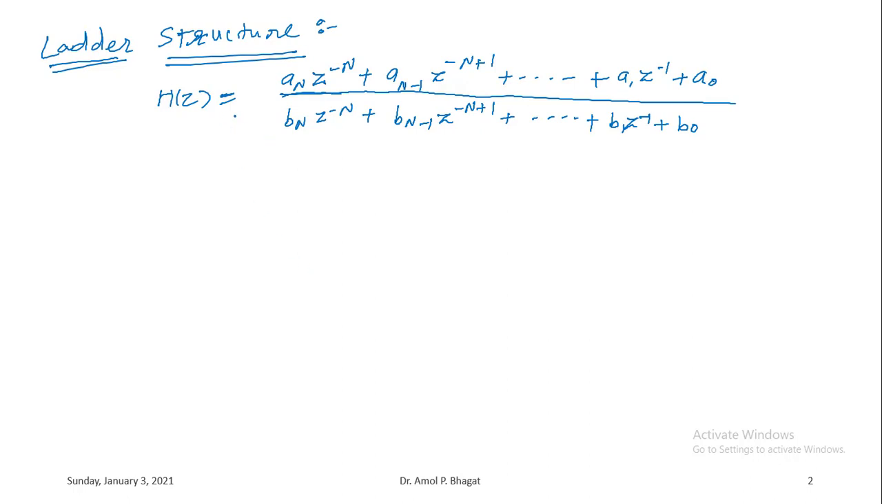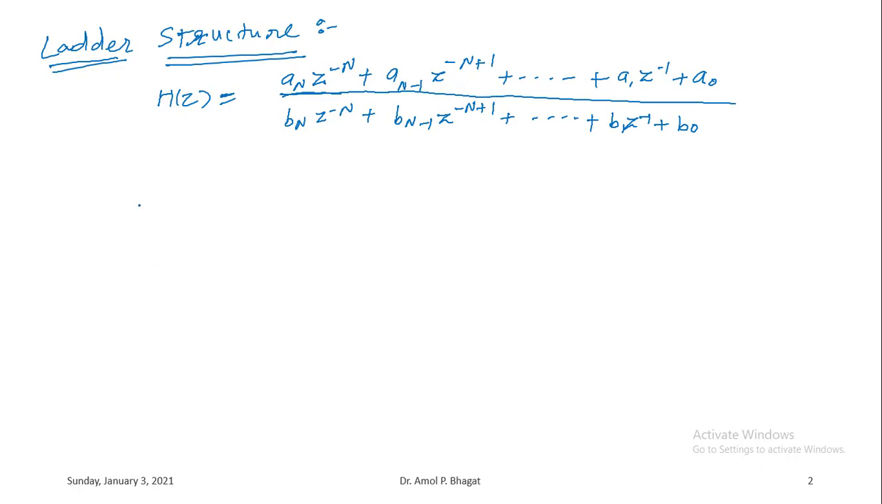So you will be provided with the system function. If the system function or transfer function is not given in the problem, then from the given input output equation or the given difference equation, by taking its z transform, you can obtain H(z) as Y(z) upon X(z). And then from this system function, you can observe that both are nth order polynomials, so you can utilize these coefficients, that is a_n, a_(n-1) up to a_0, similarly b_n, b_(n-1) up to b_0, for identifying the ladder structure coefficients.